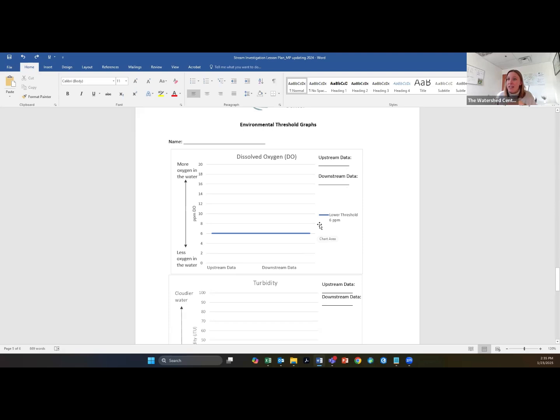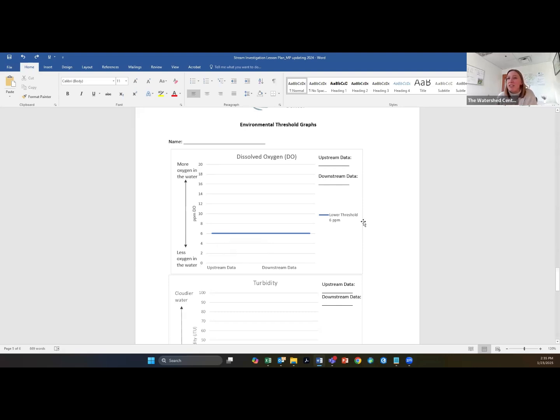But that can be done at the data share day once they've heard from the other students what the other schools or classrooms' results were. And so here we have dissolved oxygen, and then we have this kind of cheat sheet to which end of the y-axis is more oxygen versus less oxygen. And then students will fill in, basically make a bar graph for their data.